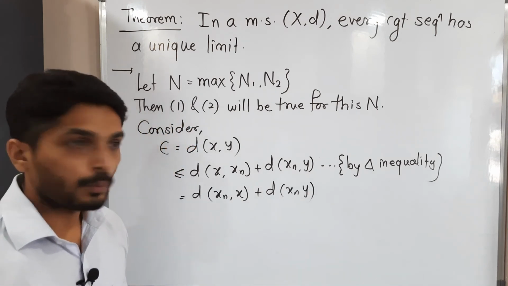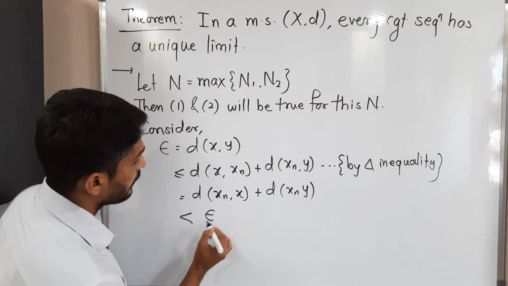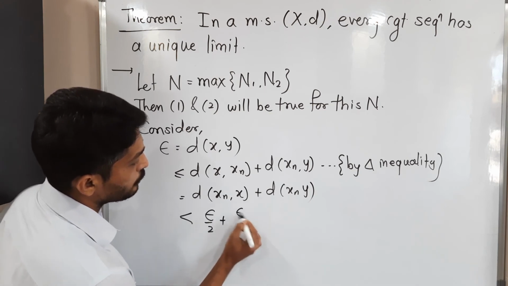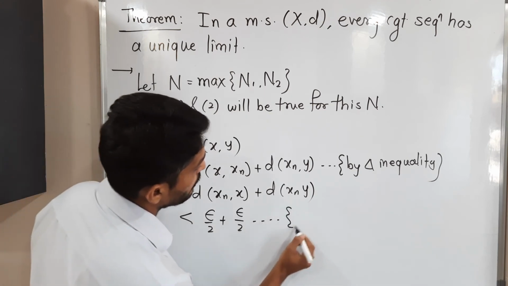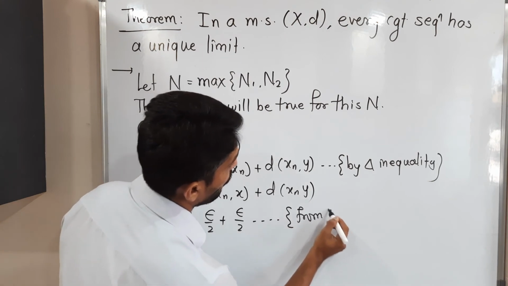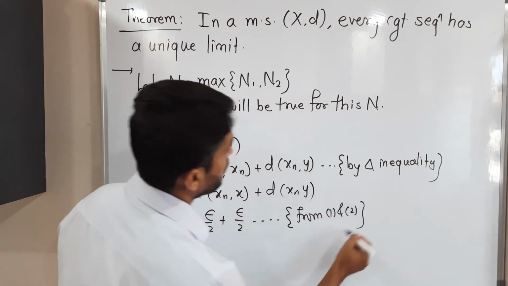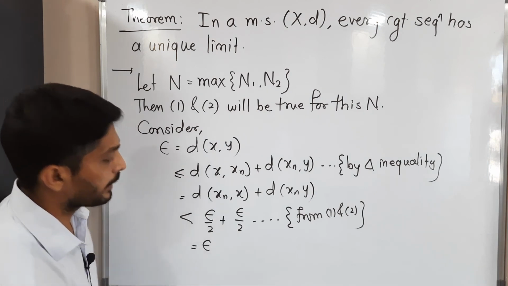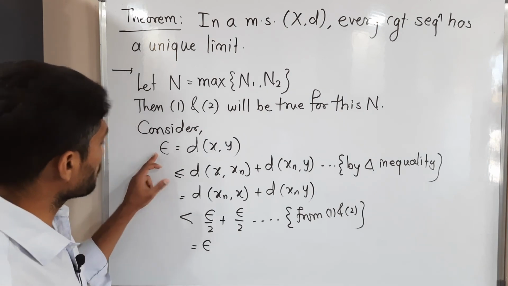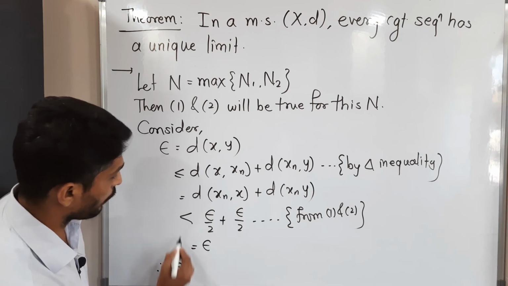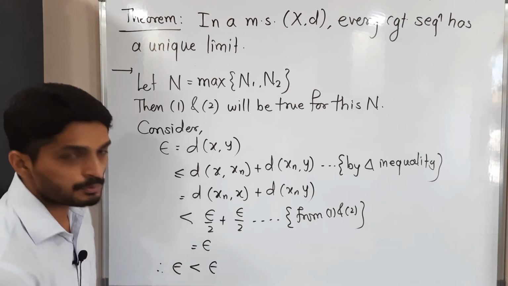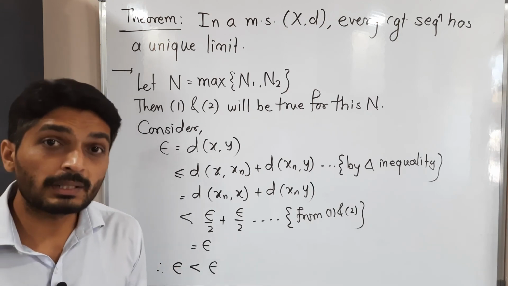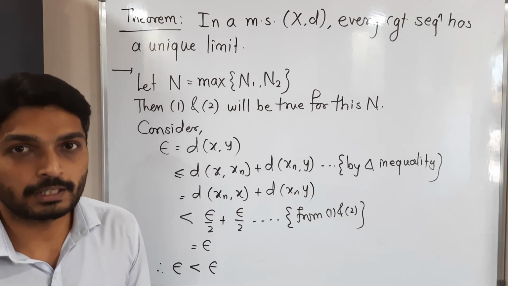See, in statement 1 we have proved this is less than epsilon by 2 and this is also less than epsilon by 2 from statement 2. So I will mention from 1 and 2. See, the sum of epsilon by 2 and epsilon by 2 is 2 epsilon by 2, that means epsilon. So what we get? Epsilon. So therefore epsilon we get strictly less than epsilon. It's not possible, any number cannot be less than itself. So therefore we get a contradiction.